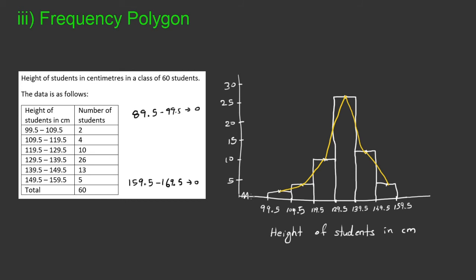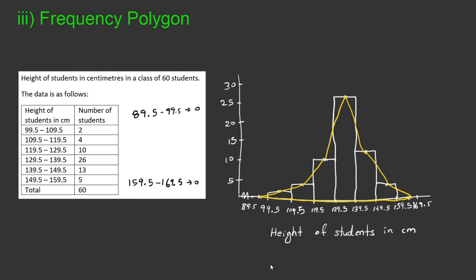Mark it in the graph. So here it will come 89.5 and here it is coming 169.5. And the number of students is 0. I have to mark the midpoint as here. And now I have to join the midpoints. Now I got a polygon which is marked in yellow color. This representation of data is frequency polygon.